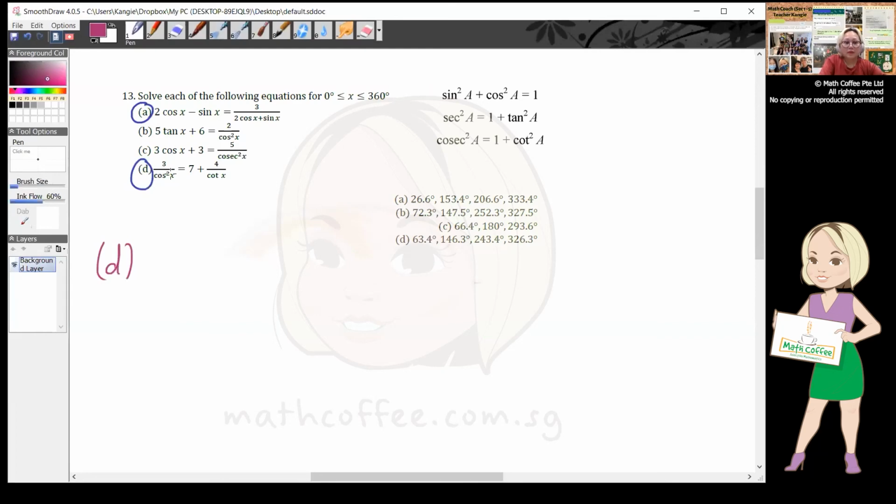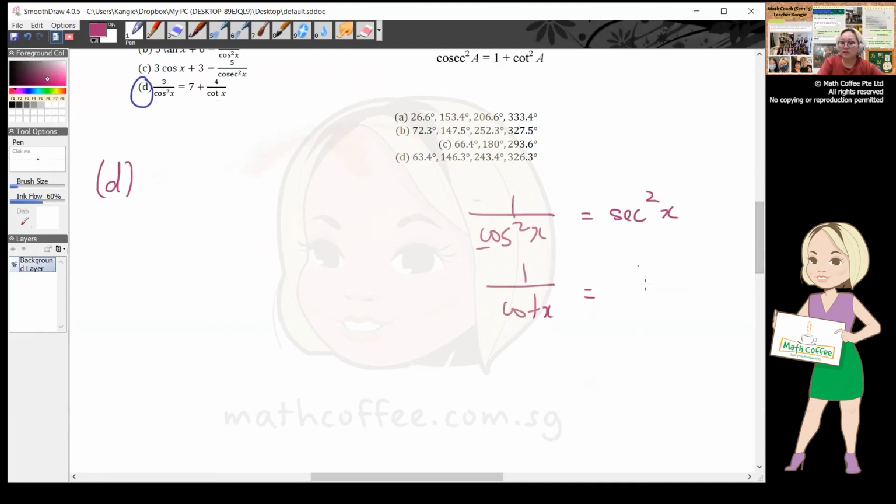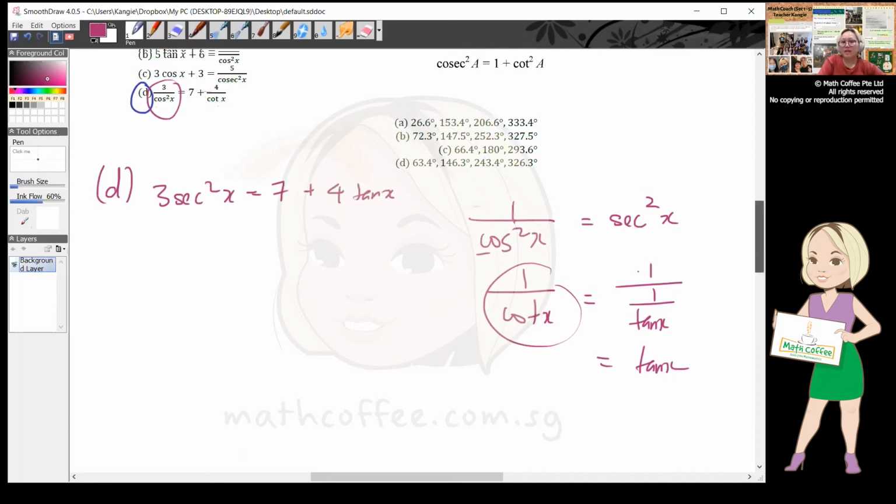So question D: you need to know that 1 over cosine square x is actually equal to secant square x. And this one, 1 over cotangent x, is actually equal to tangent x. You see, this is 1 over cotangent x, agree? And when you flip, it actually just is tangent x. It's just confusing you. So in other words, this becomes 3 secant square x equals 7 plus 4 tangent x. Then look at the identity.